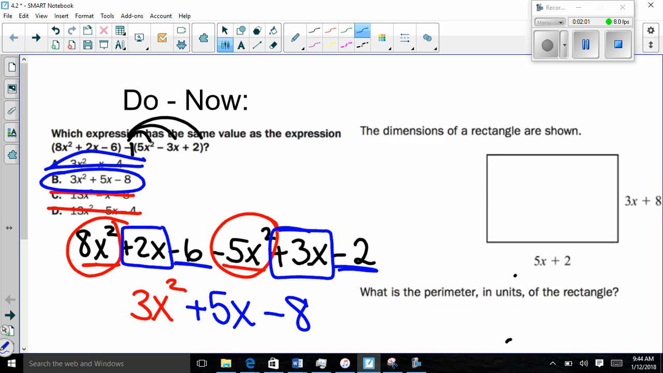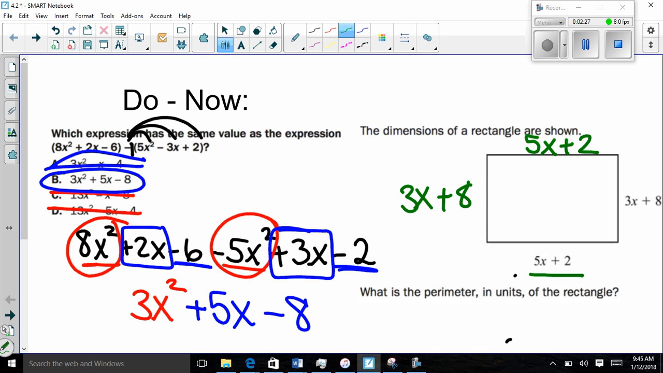All right, perimeter, Jonathan, means what? What are you doing to all the sides? Adding, right? What does area mean? Multiply. Today we're going to be focusing on multiplying. But if this side is 5x plus 2, what's this side? 5x plus 2. And if this side is 3x plus 8, what's this side?